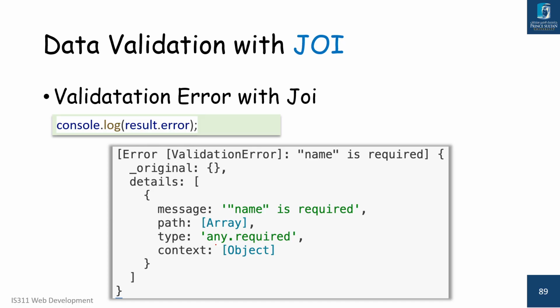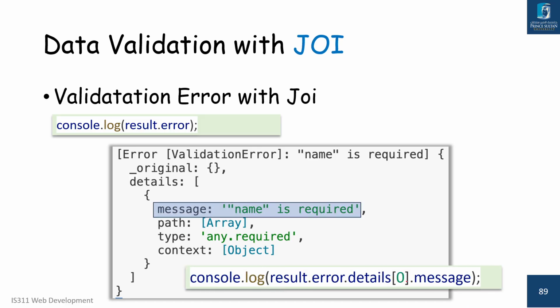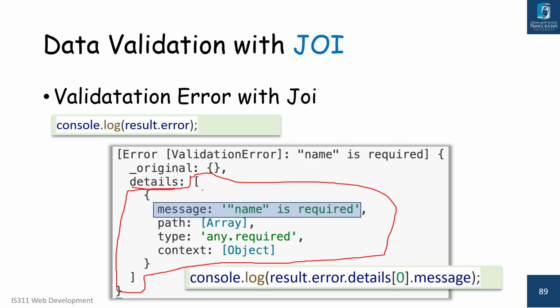So log.error, if we are logging only the error, "name is required", it will give me all that information. Then we also need to find that message. So we say result.error.details, and if you look at that, this is details, and this is an array of objects. Inside that array, the first element, we are getting the message.